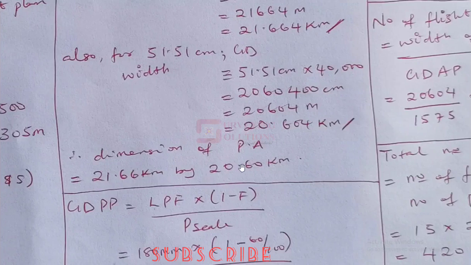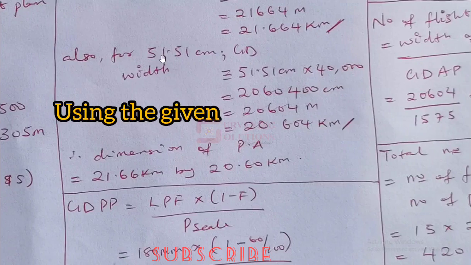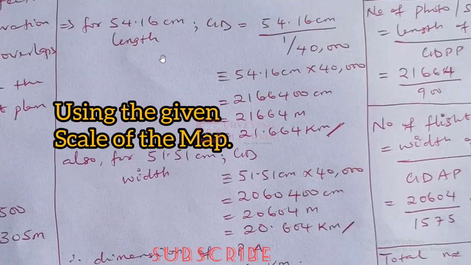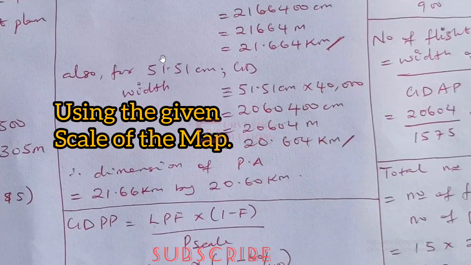Therefore the dimension of the project area will now be 21.66 kilometer by 20.60 kilometer. So you can see that 54.16 centimeter and 51.51 centimeter is actually very small compared to what we have here as 21.66 kilometer and 20.60 kilometer as the ground dimension of the project area.